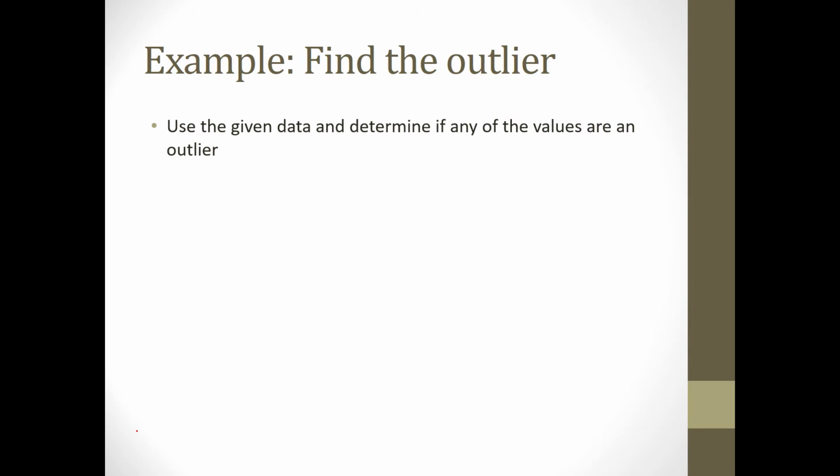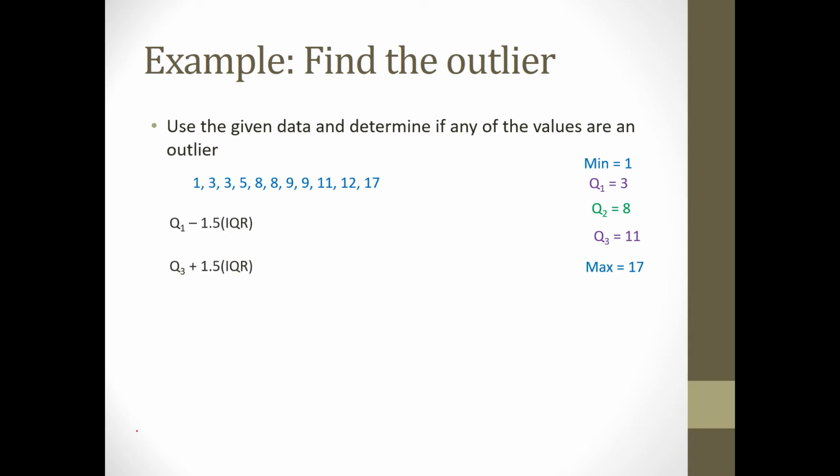Okay, so let's find the outlier. Use the given data and determine if any values are an outlier. So here's our data. Our Q1, Q2, and Q3 are over here. The first thing I'm going to do is find the IQR. My IQR is Q3 minus Q1. So that's 11 minus 3, which is 8. So that's where this 8 came from. In this case, it's the same as Q2. They will not always be the same.